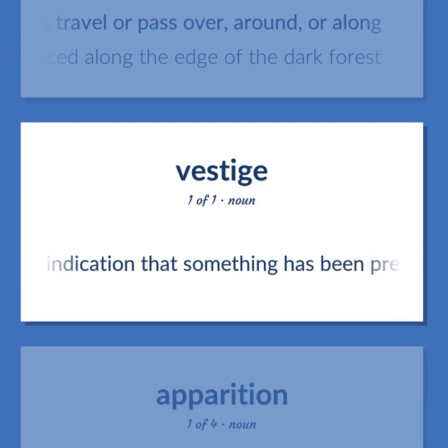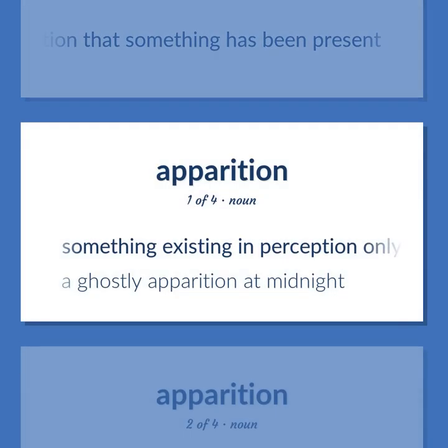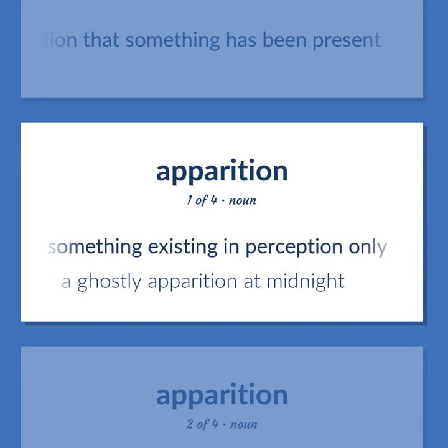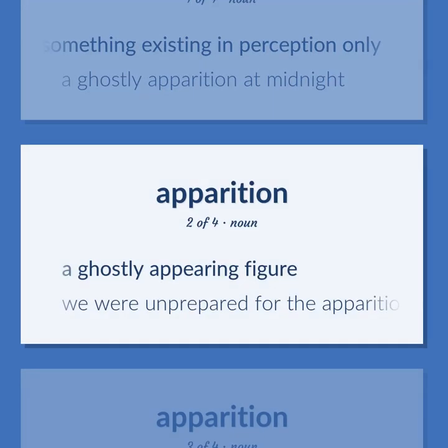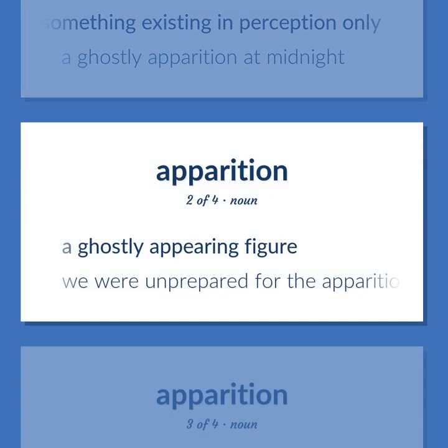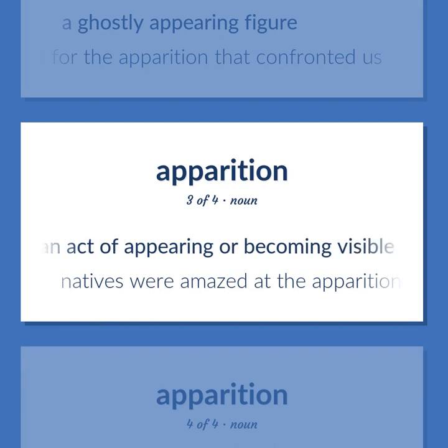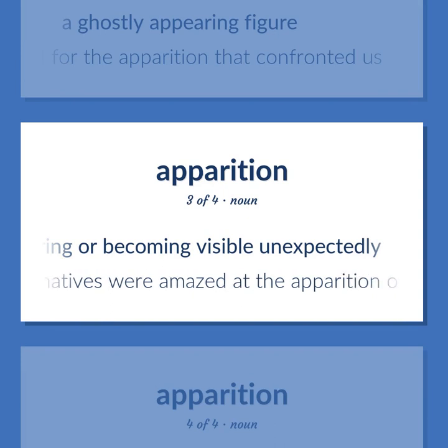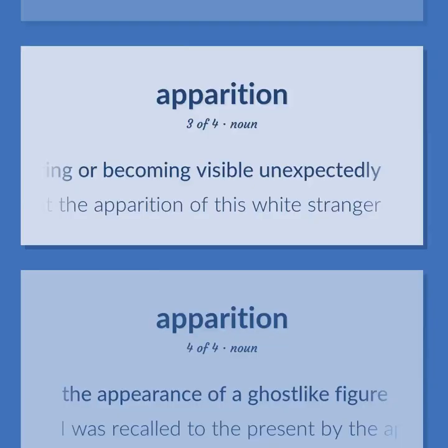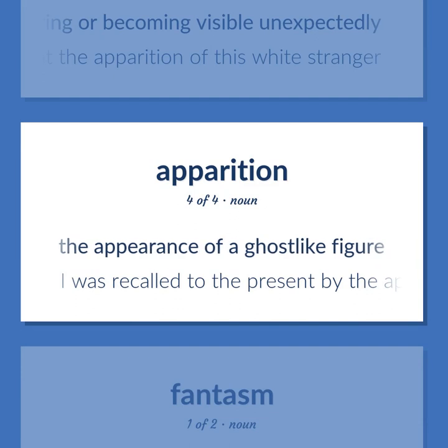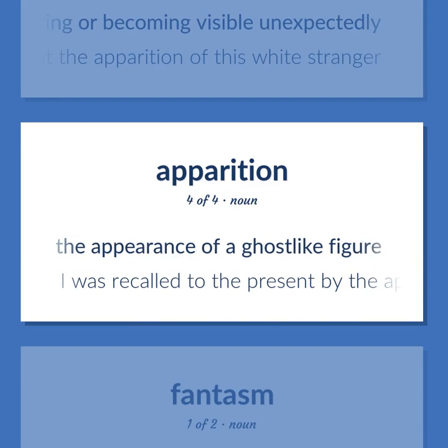An indication that something has been present. Something existing in perception only. A ghostly apparition at midnight. A ghostly appearing figure. We were unprepared for the apparition that confronted us. An act of appearing or becoming visible unexpectedly. Natives were amazed at the apparition of this white stranger. The appearance of a ghost-like figure. I was recalled to the present by the apparition of a frightening specter.